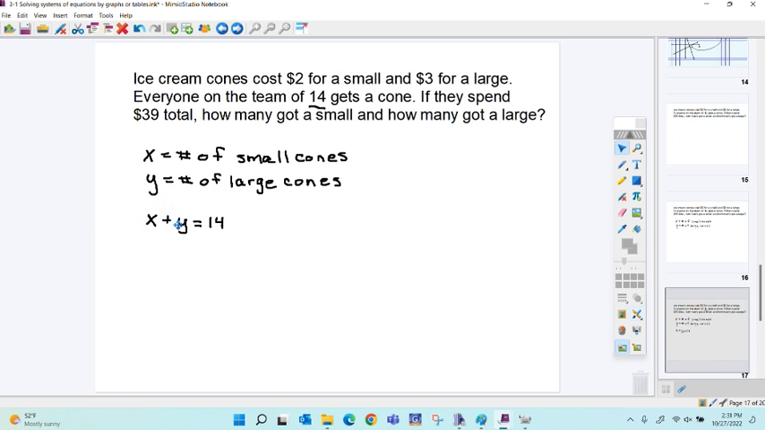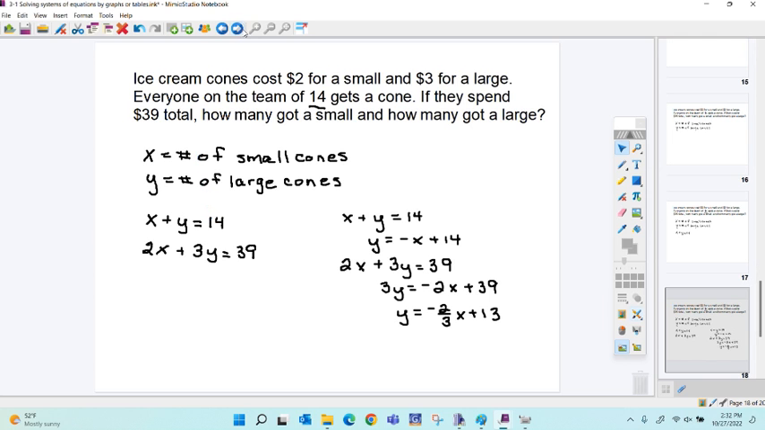So x plus y, the number of small cones plus the number of large cones, equals 14 cones. That's the number equation, and the other is the money equation. Let's cover that all up.